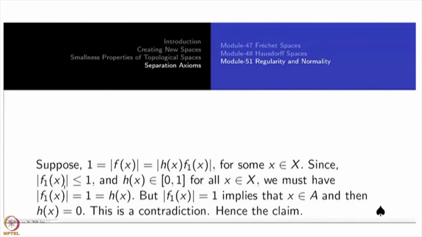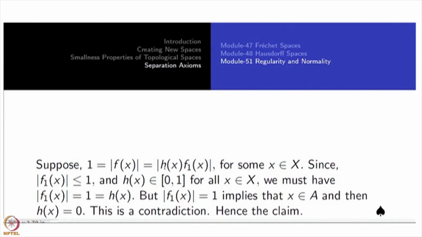Then modulus of f1(x) is less than or equal to 1 and h(x) is inside [0, 1] for all x. Remember that. We must have modulus of f(x) actually equal to 1. Even if any one of them is smaller than 1, the product's modulus will not be equal to 1. So both the moduli must be equal to 1. Modulus of h(x) doesn't make sense because this is already non-negative, so it's actually equal to h(x).